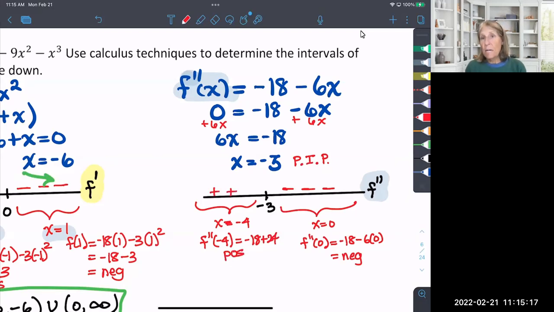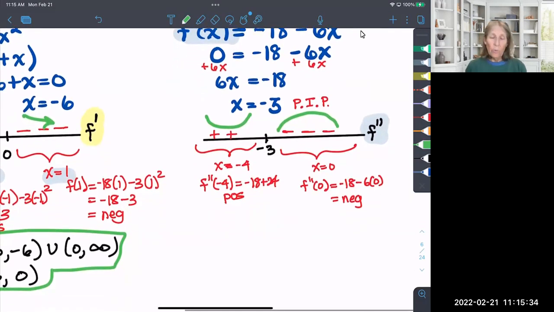So remember what these mean. These tell you curvature. So the positive second derivative is telling you happy face curving. The negative is telling you sad face curvature. Now I can identify my concavity. And by the way, I know that -3 is an inflection point, although it didn't ask for that.